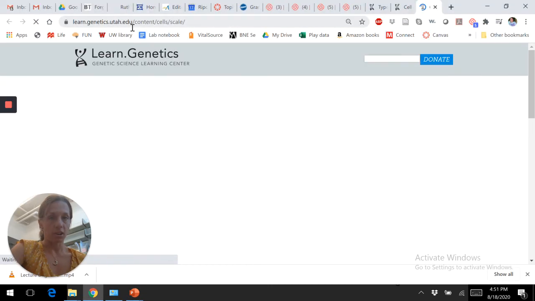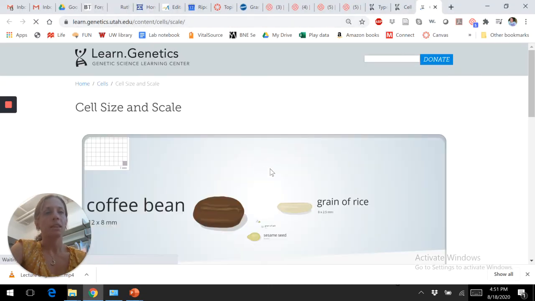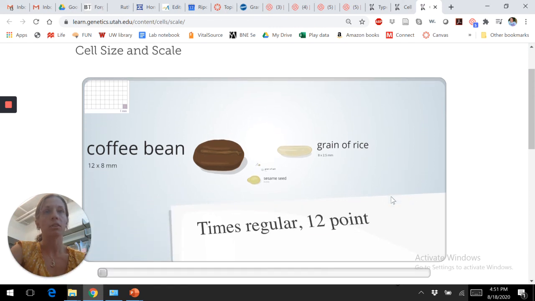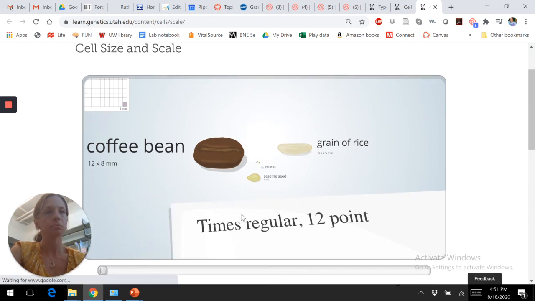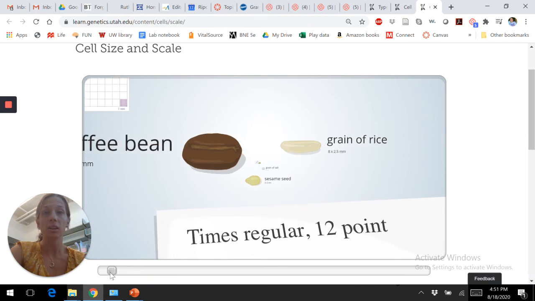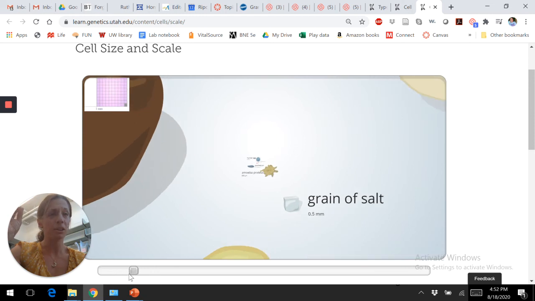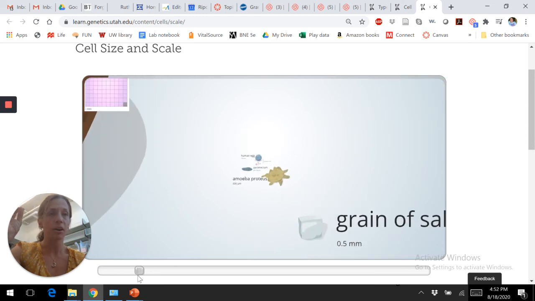Size can also vary. So this is a nice website that kind of gives you an idea of size and scale. I recommend you can go here yourself. I posted this link on Canvas. So starting from regular font that you can read and a coffee bean, we're going to go from what you can see by eye into things you can't see by eye. So a grain of salt, you can barely see, but you can. So we're going in from there.